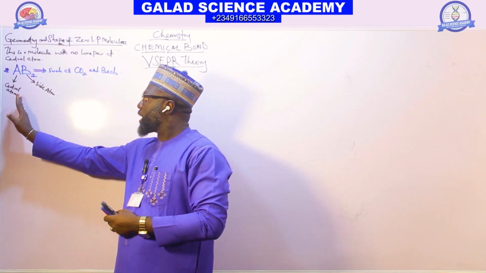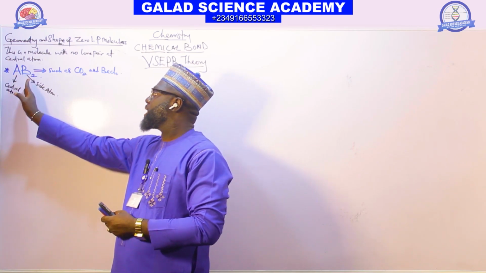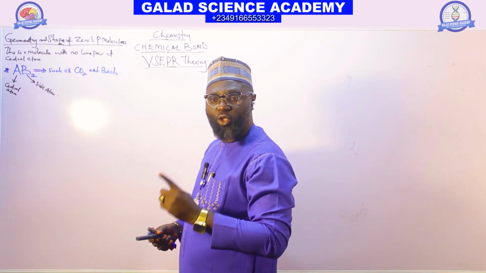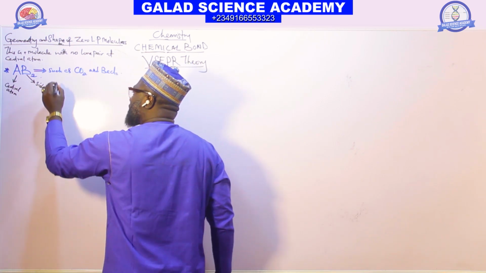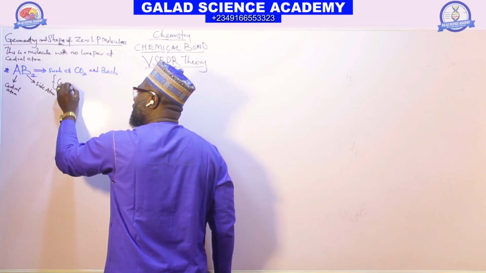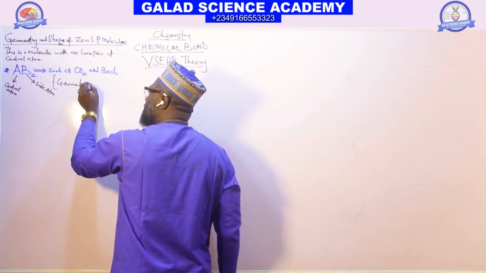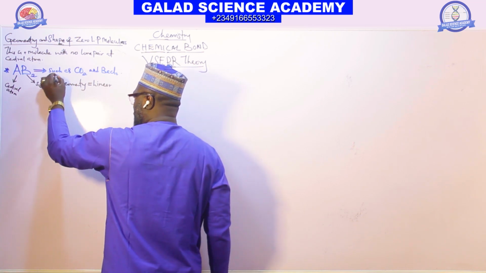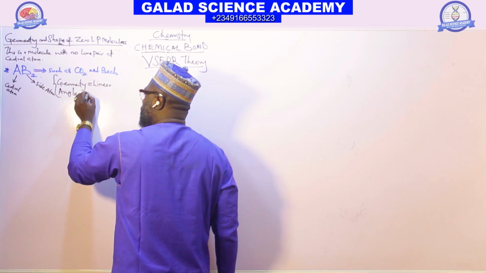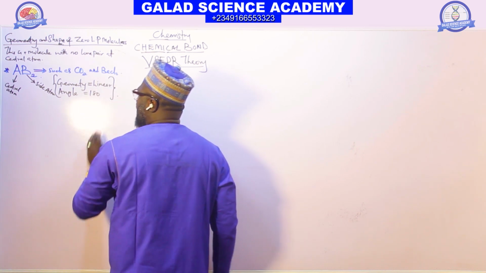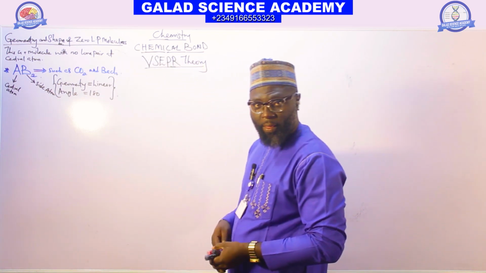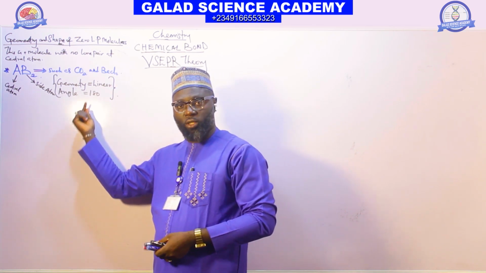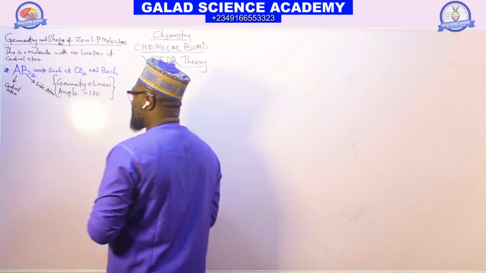There is a theory behind AB2 molecules. All AB2 molecules have a geometry that is linear. Their geometry is linear, and their angle is 180 degrees. Any molecule whose geometry is linear will have an angle of 180 degrees. So let us look at it now.